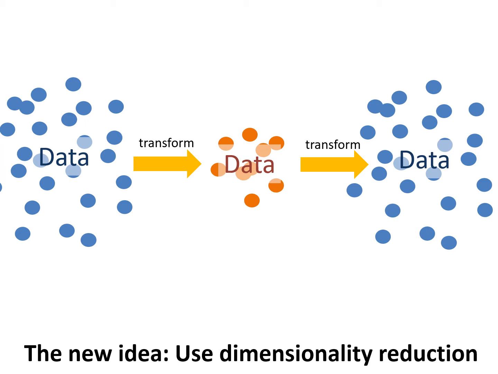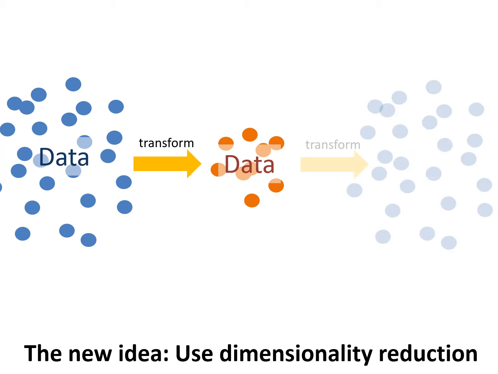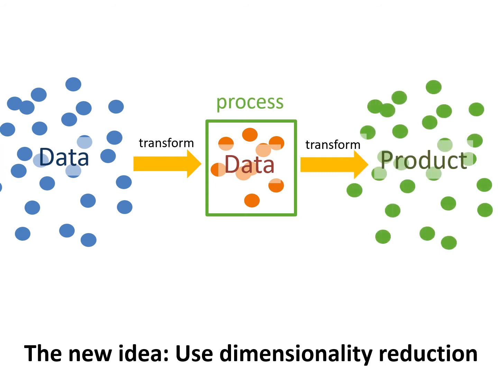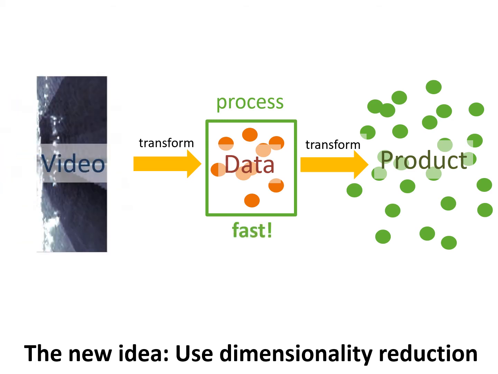This is a principle you may know also, which is used a lot, for example, in image compression or video compression or anything. But what you can also do is you can try to process the data in this lower dimensional world and then get a product out of it. And why is this interesting? That's interesting because it's fast.